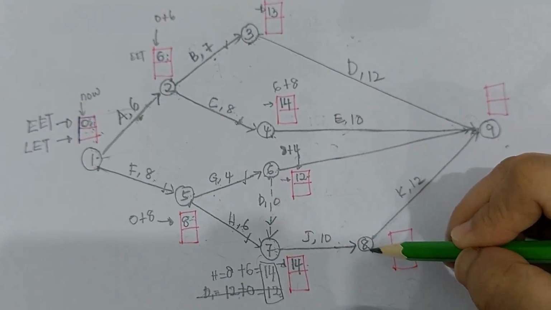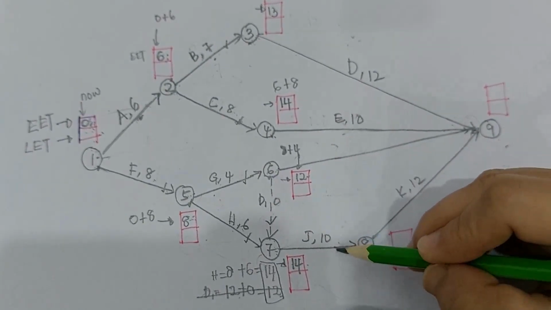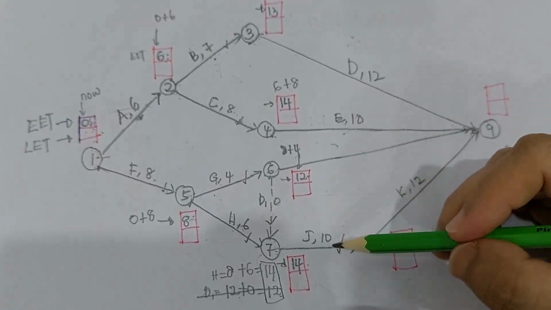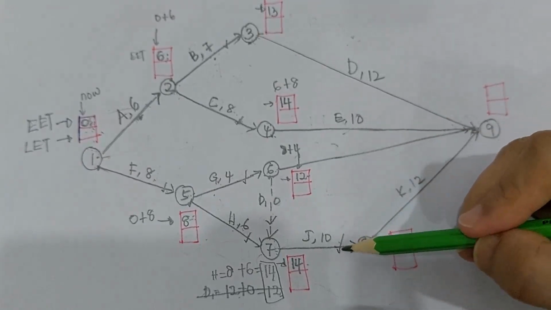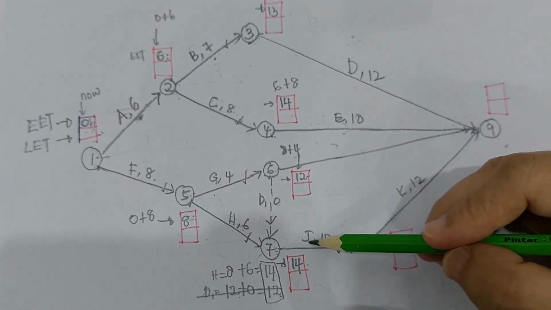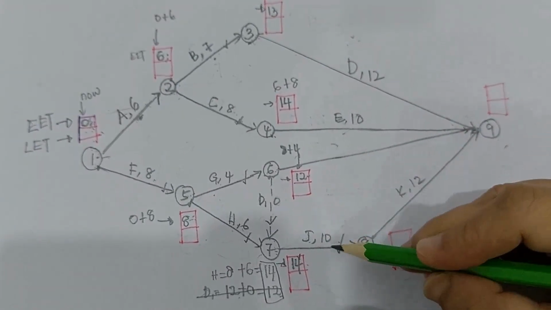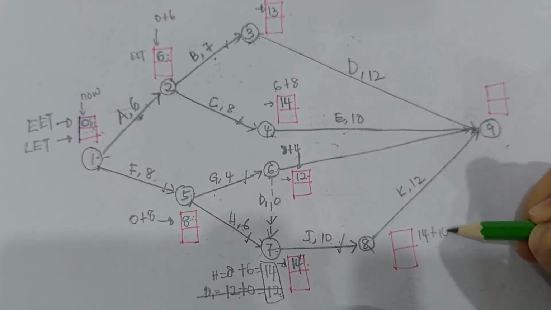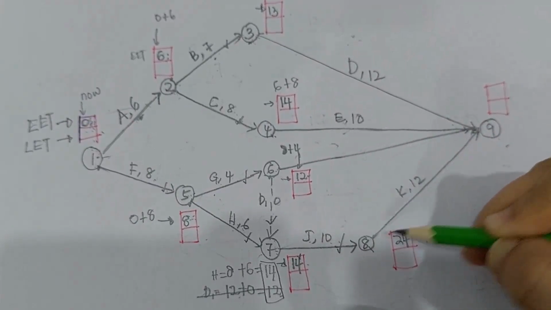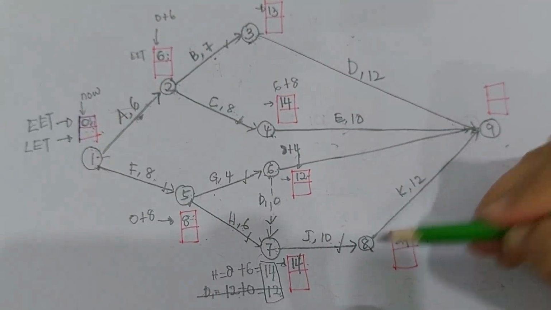After event number 7, we go to event number 8. How many activities are pointing at number 8? Only this one, activity J. So there is only one consideration. What is the previous EET for activity J? It is 14 just now. So 14 plus the duration for J, which is 10. So 24 is here. This is for event number 8.